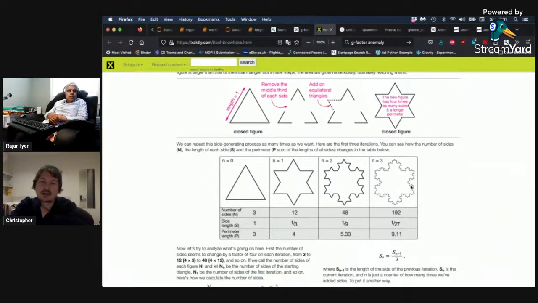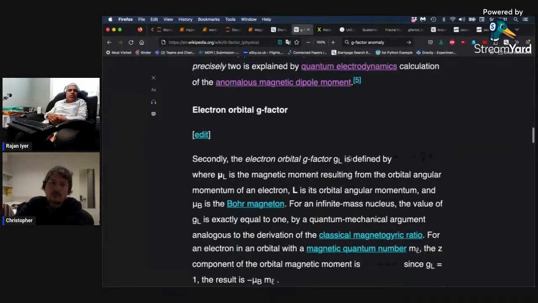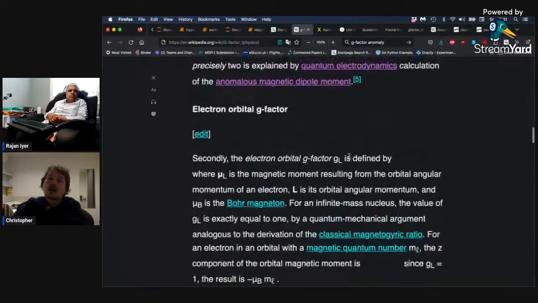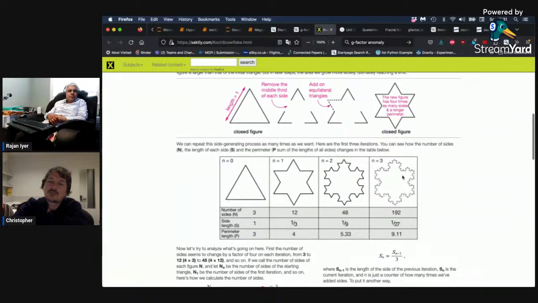I think you are talking about a fractal. Is it a fractal aspect? Yeah, more importantly, it's the fractal dimension, isn't it, Rajan? So yeah, the Hausdorff dimension, it's called. Fractal dimension.